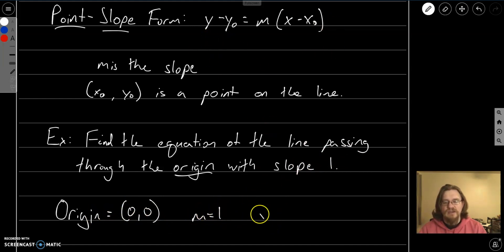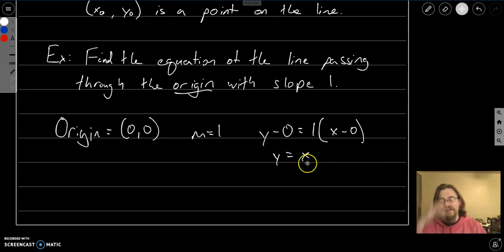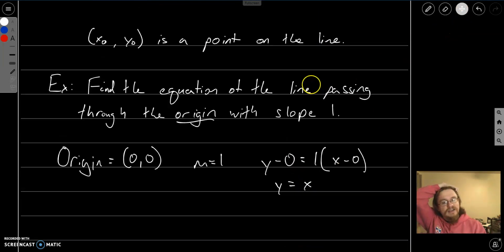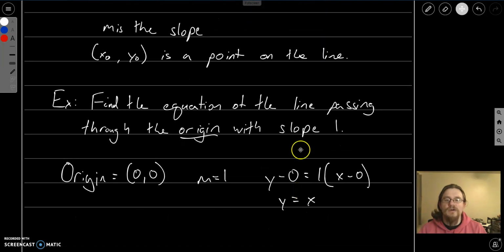So if I plug everything into our equation, we'll have y minus our y coordinate, which is 0, equal to m, which is 1, times x minus the x coordinate of our point, which is 0. And all this simplifies down to y is equal to x. And that's about it.